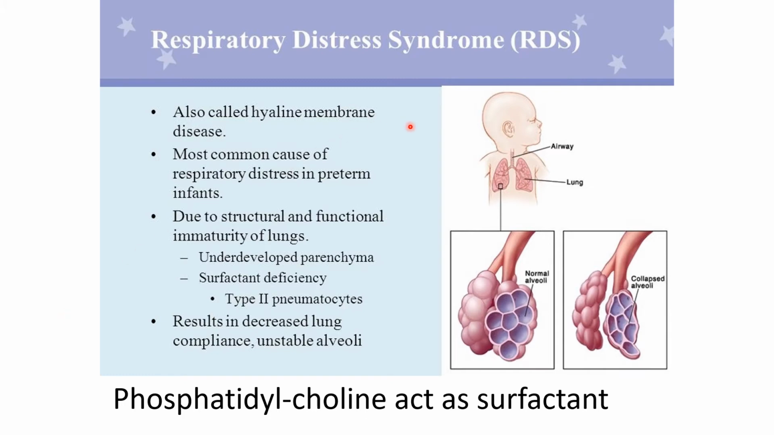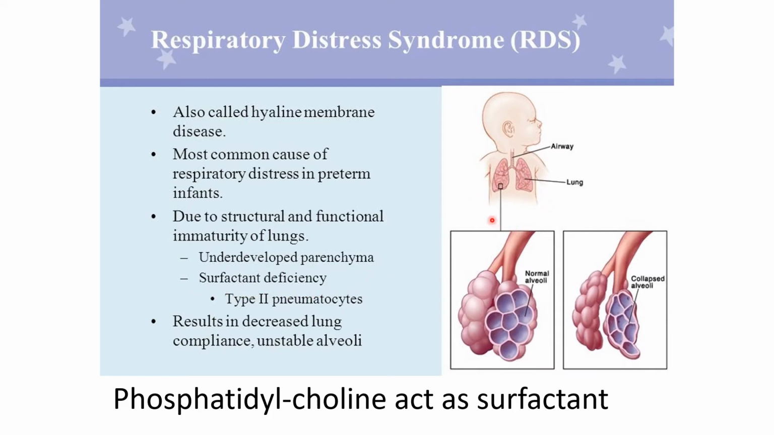Now, we have already discussed the role of phosphatidylcholine, that it acts as a surfactant, and surfactants are compounds which decrease the surface tension in the alveoli of the lungs, and they play a role in the expansion of lungs at the time of birth in a newborn. So when there is a deficiency of phosphatidylcholine, it can lead to respiratory distress syndrome in the newborn, especially in premature babies.